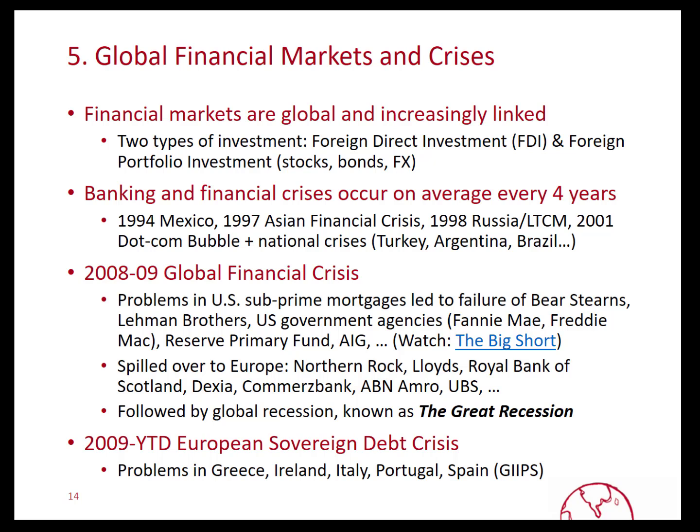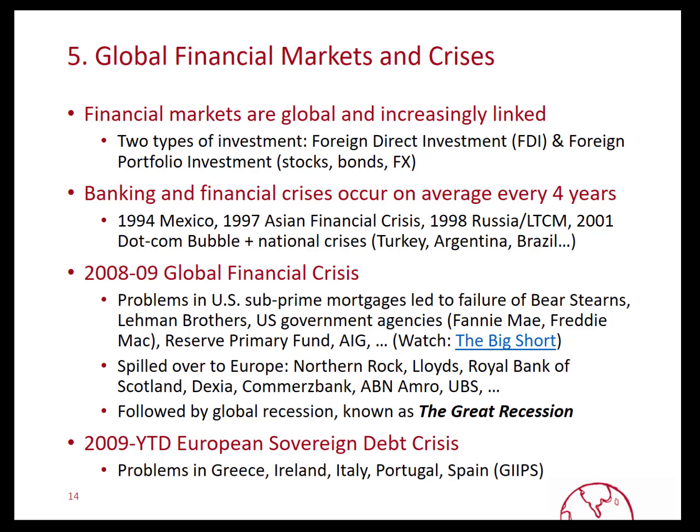Lastly, financial markets are prone to crises. We see often that because these markets are large, global, and liquid, that crises occur on average about every 4 years in different parts of the world. And here you can see some of the more well-known ones of the past 20 years. The largest one in recent memory was the 2008-2009 global financial crisis, or the GFC, which originated in the US subprime market and then spread.